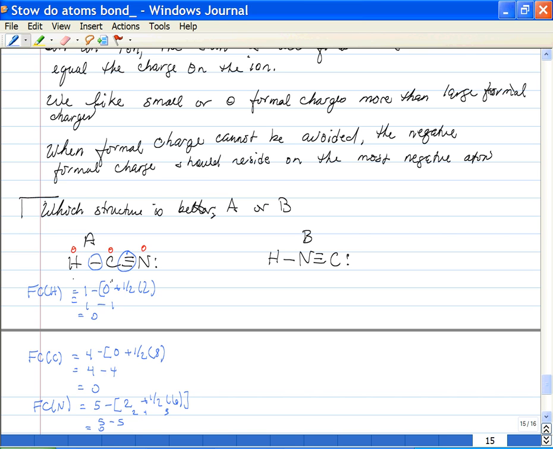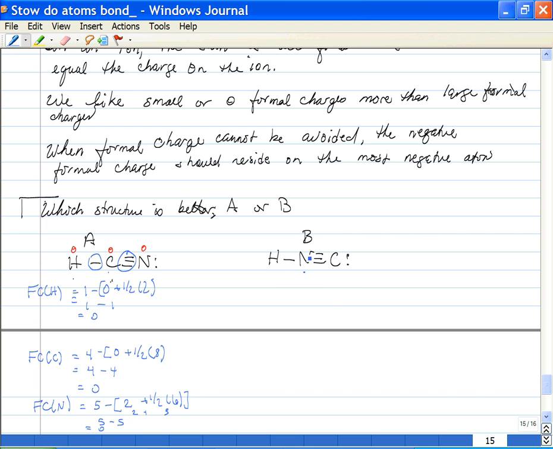But I'm not going to go through the calculations of formal charge on these, but know that they end up being 0, positive 1, positive 1, and negative 1. So we would definitely like to have a 0 charge on every atom, much more preferably than the situation where we have charges on the atoms.